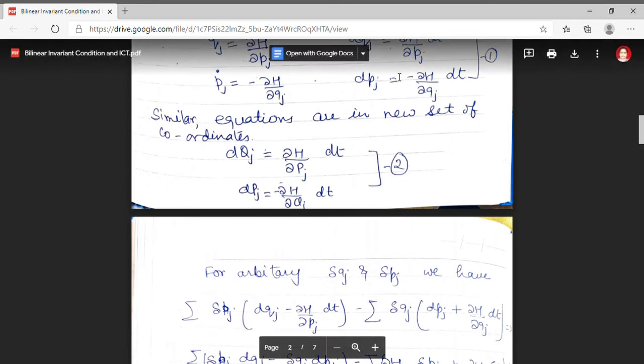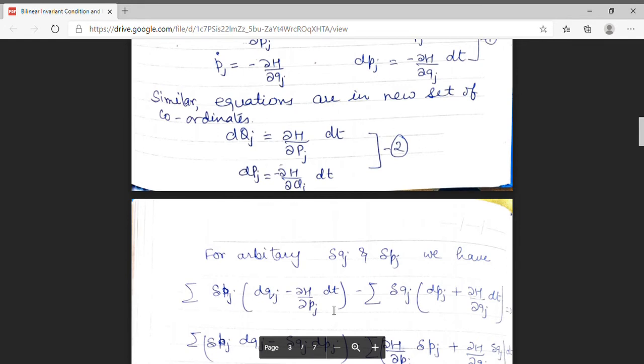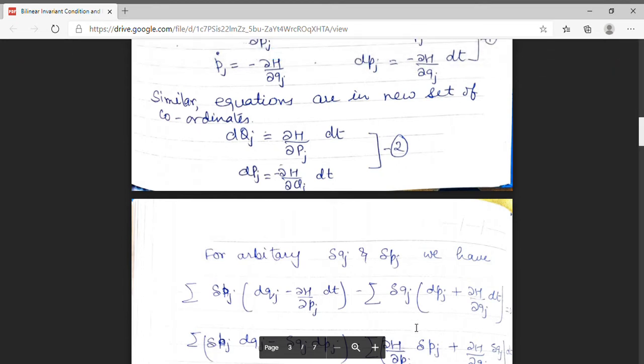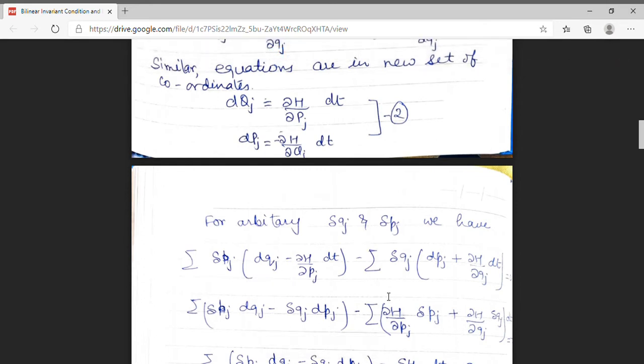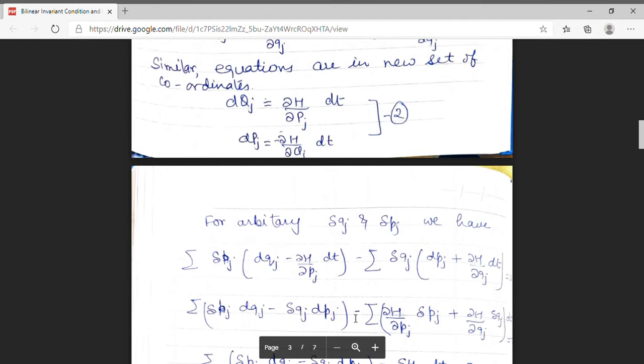So, multiplying the first expression by del Pj, we have del Pj dQj minus del H upon del Pj dt. Similarly, from the second expression, multiplying it by del Qj, I have minus del Qj dPj plus del H upon del Qj dt. Now, I am taking the first term and third term in a single bracket and the remaining two terms, that means the second term and fourth term, are taken in another bracket.